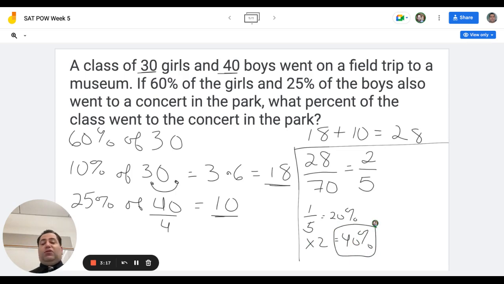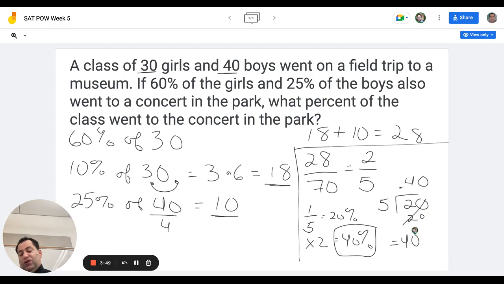The other way, let's say you couldn't remember that 1/5 was 20%, you could simply use division. So we have 5 into 2. We know that 5 doesn't go into 2, so we put a decimal point and carry the 0. 5 goes into 20 4 times. There's no remainder, so we are left with 0.40, which is also 40%.